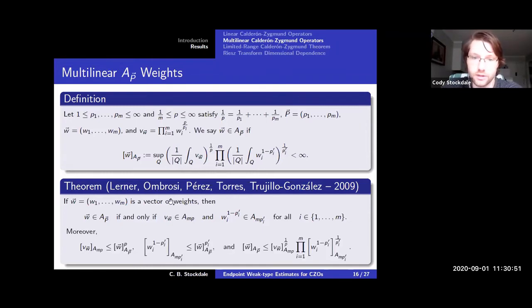And to make things quantitative, you can classify these multilinear AP weights by some conditions about this product weight v_w being in a linear AP class, and each of these component weights, w_i, each of those being in a linear AP class. So you can go between the linear conditions and this multilinear condition, and there's some quantitative dependence if you trace through their proofs, and this is what that would look like.